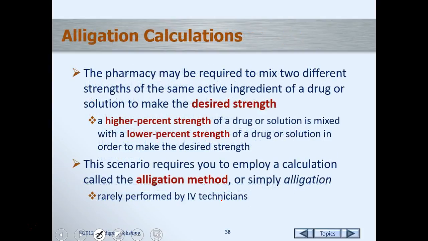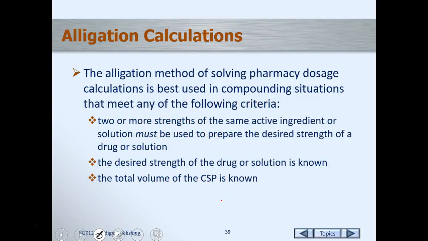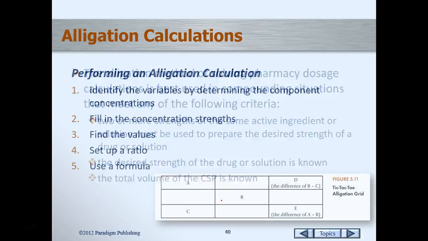The pharmacy also may use alligation calculations if we're mixing two different strengths of the same ingredient, or if we're doing a dilution. I know that you learned dilutions as a separate calculation, but dilutions can also be solved using an alligation, where your bottom concentration is 0 because you're using water or some other base that doesn't have any active ingredient in it. So you can review the alligation, and we'll go over this when the appropriate time comes.